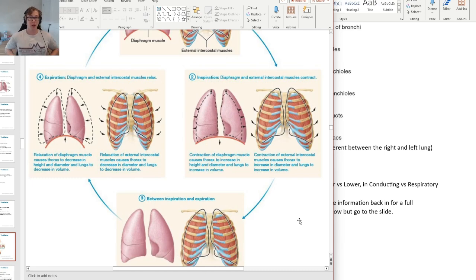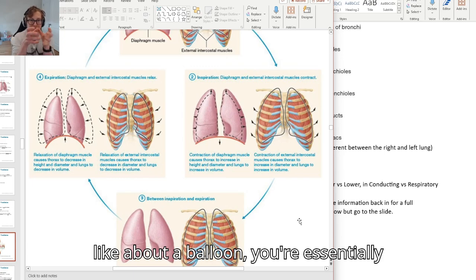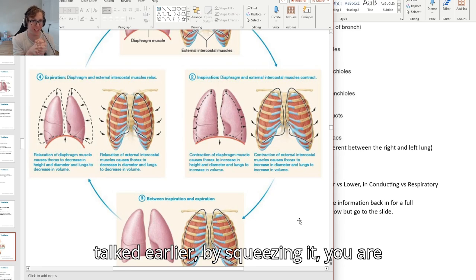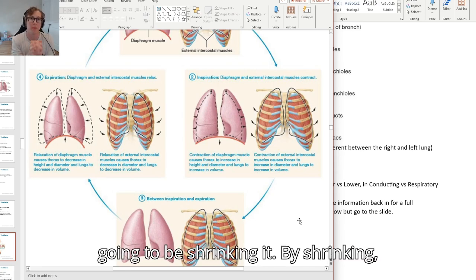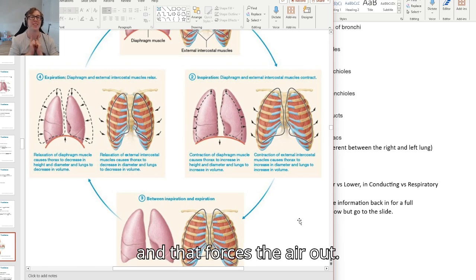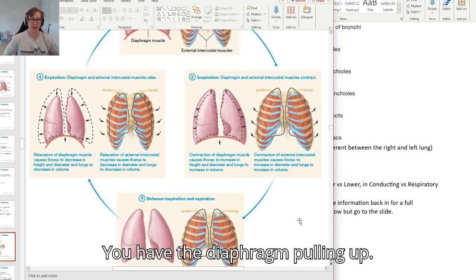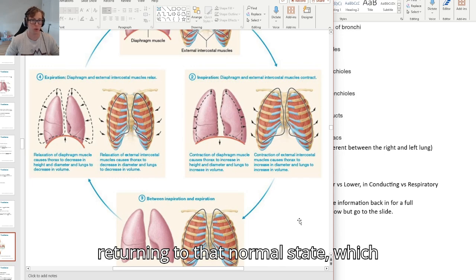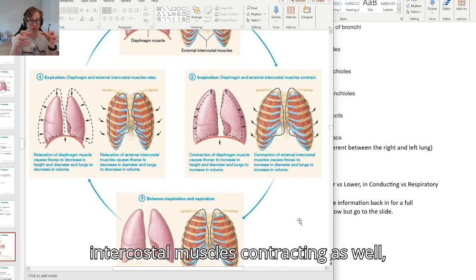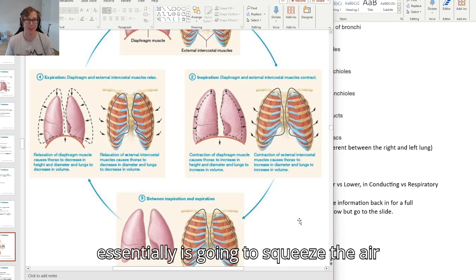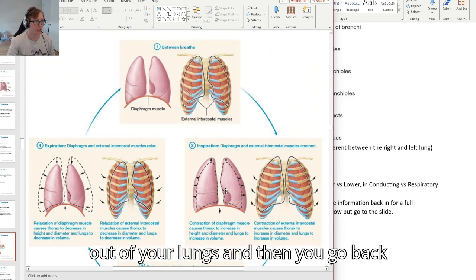And then when you breathe out, think about a balloon. You're essentially squeezing it to get the air out. As we talked earlier, by squeezing it, you are going to be shrinking it. By shrinking, you are now increasing the pressure in it, and that forces the air out. You have the diaphragm pulling up because it's being relaxed. It's returning to that normal state, which makes your lungs smaller. You have the intercostal muscles contracting as well, so your chest is getting smaller, and it essentially is going to squeeze the air out of your lungs. And then you go back to normal.